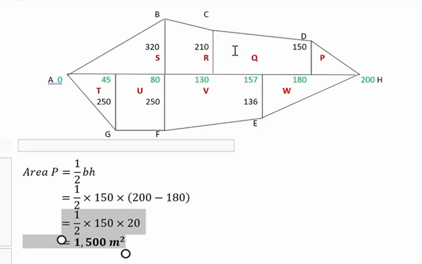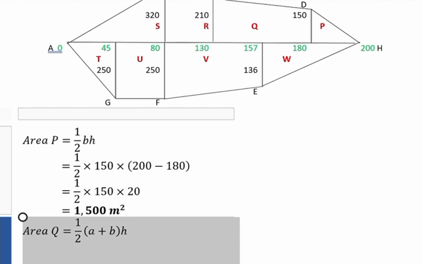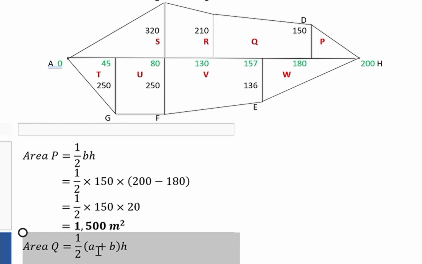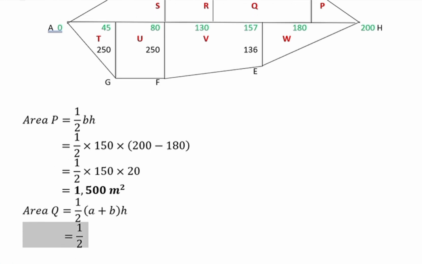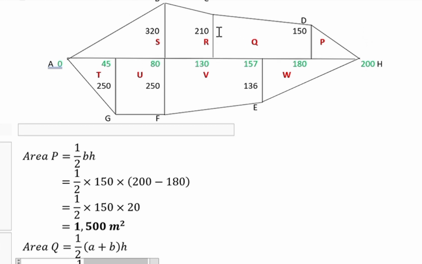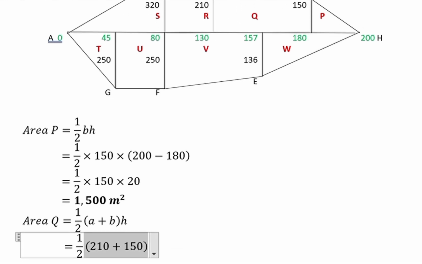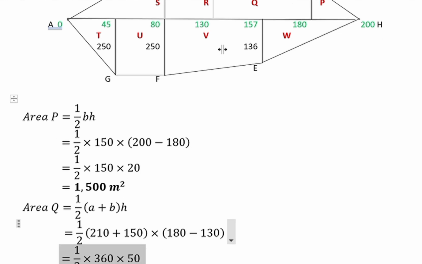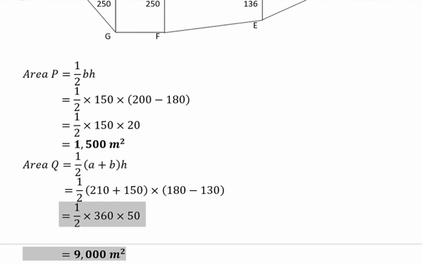For Q, this is a trapezium. So you'll say the formula for finding the area of a trapezium is this one: half into the sum of the parallel sides. The sum of the parallel sides means this side plus this side here. Then the perpendicular height is the distance from here to here, which you'll get by taking 180 minus 130. So that's what I have done here. Half into the sum of the parallel sides, you realize it is 210 plus 150, and then times the perpendicular height, which is found by taking 180 minus 130. If you do that, you will get 9,000 square meters.